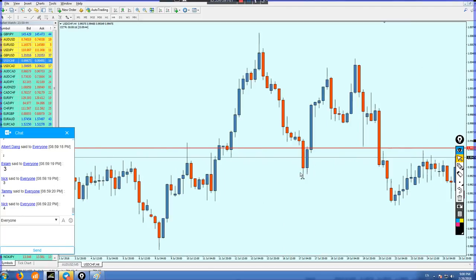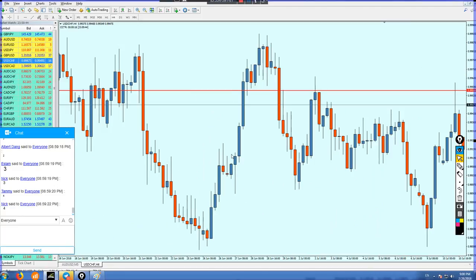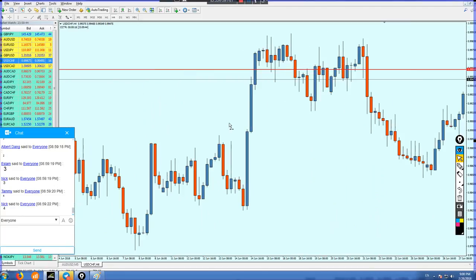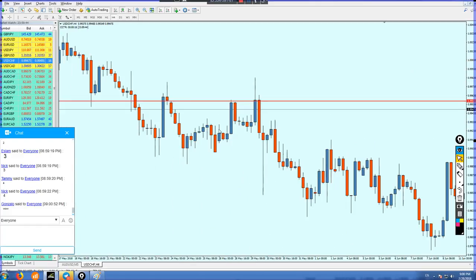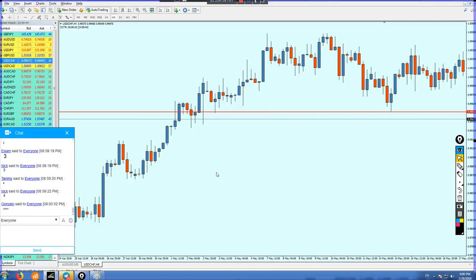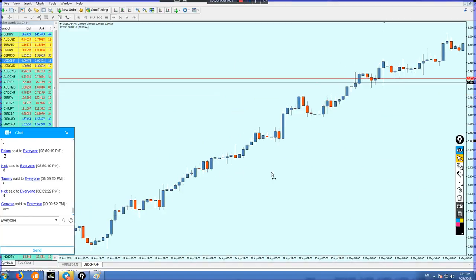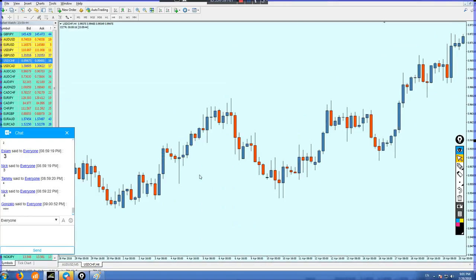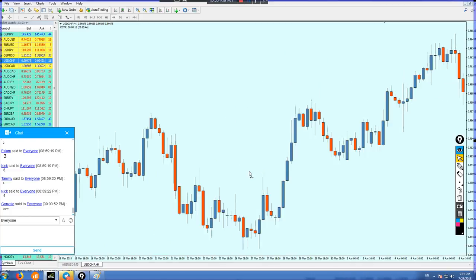Let me go to another example if I can find one. Let me try to find you another example. When you see a long wick right after the breakout candle, some people just ignore it. Let me try to find one now, fast.